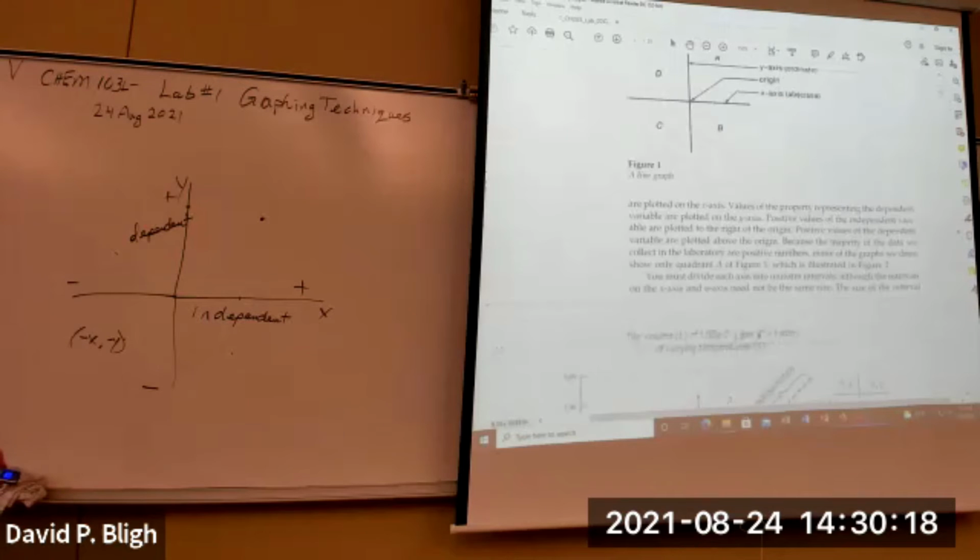This is known as the origin, right? What's the XY value here? 0, 0. That's why they call it the origin.